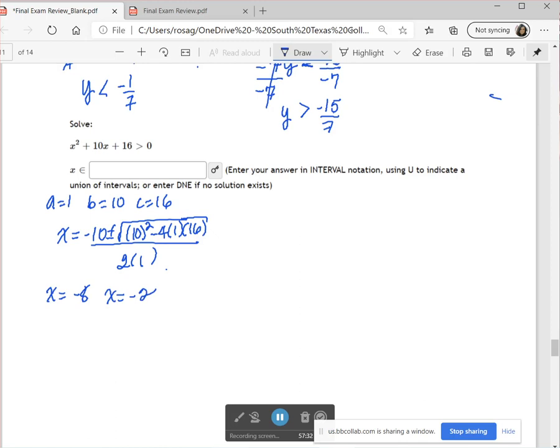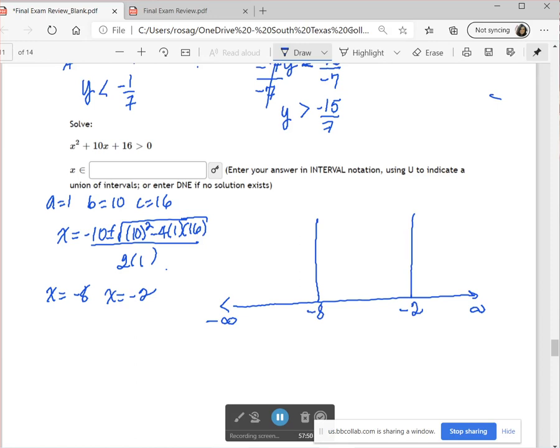And you're going to get the two answers from the quadratic. Once you have them, you're going to set up your number line and plug them in. Again, always the smallest one first. That's important. And then you do test points.